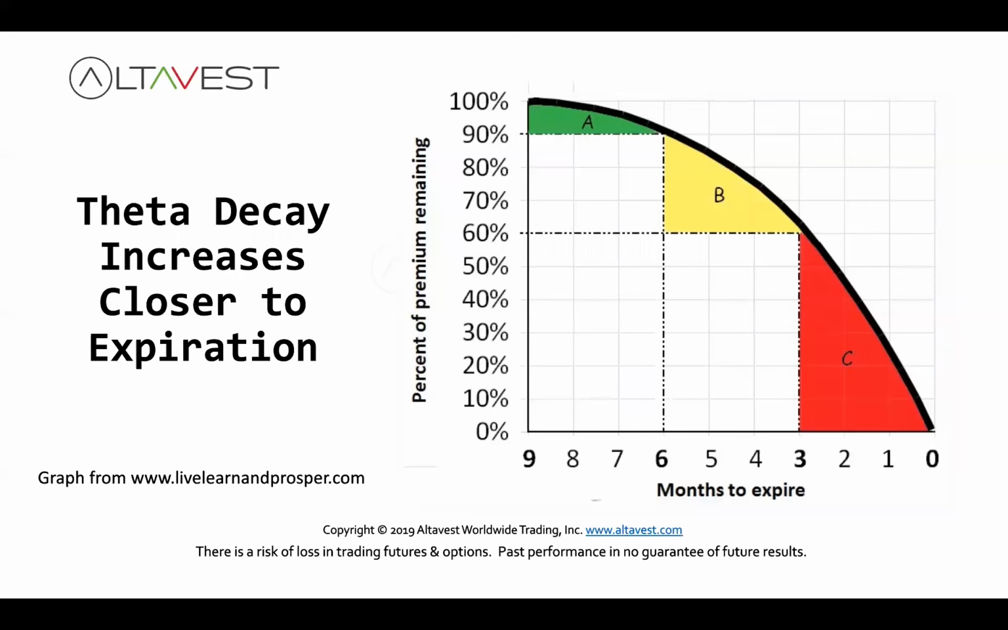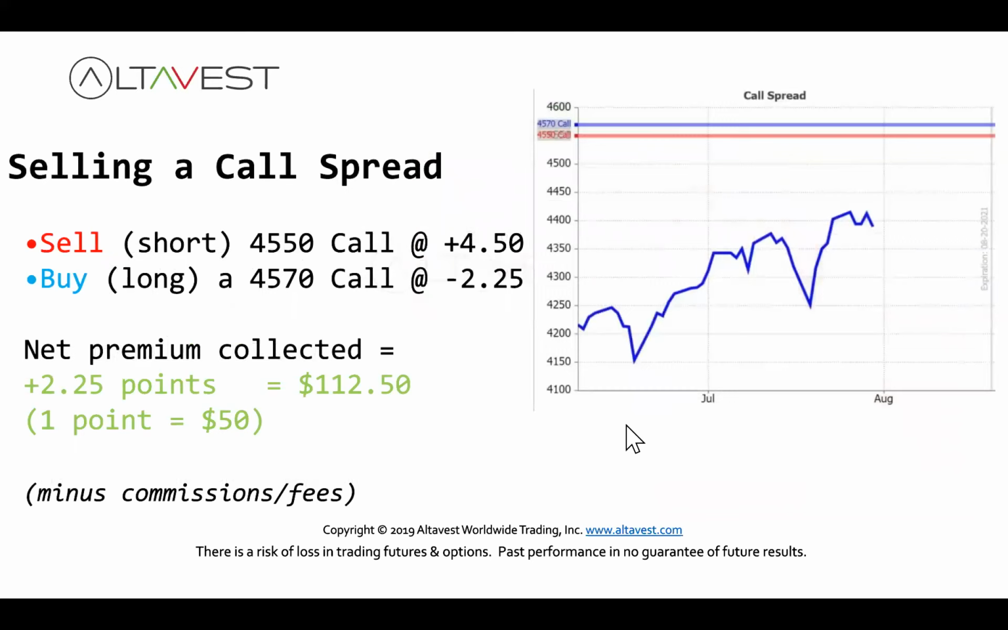And then here's the graph. Here's the value of the premium, and you can see it starts to really decline as you get close to time zero. And then here's an example of selling a call spread. The red line means you're selling that strike price, in this case the 45.50 call, and you collect 4.5 points for that. Simultaneously, you buy the higher strike call, the blue line, and you pay 2.25. But the net result is you collect 2.25 net points, $112.50 in this case, minus your commission. And it's just that simple.